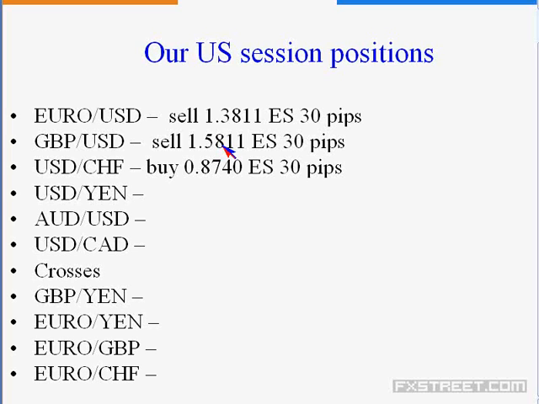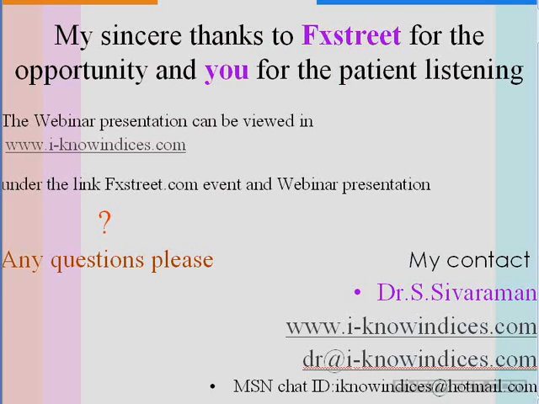So let me just show the slide. What are the trades we have thought of? 1.3811 with a 30 pips hedging order, 1.581 with a 30 pips hedging order, and 87.40 with a hedging order 30 pips below. Let us see the fate of it during the day, and probably you can understand whether this particular method is helpful or not.